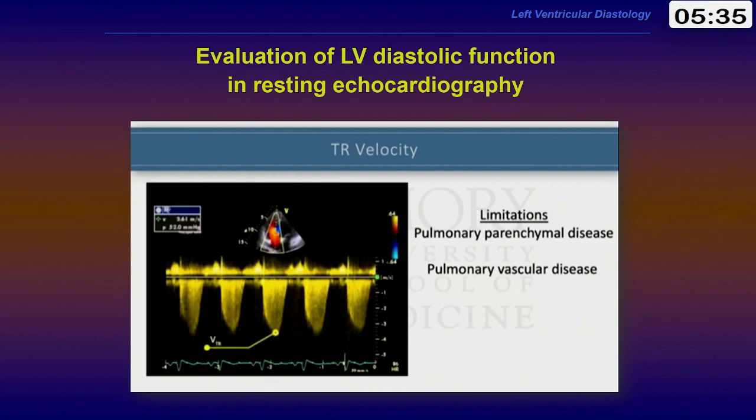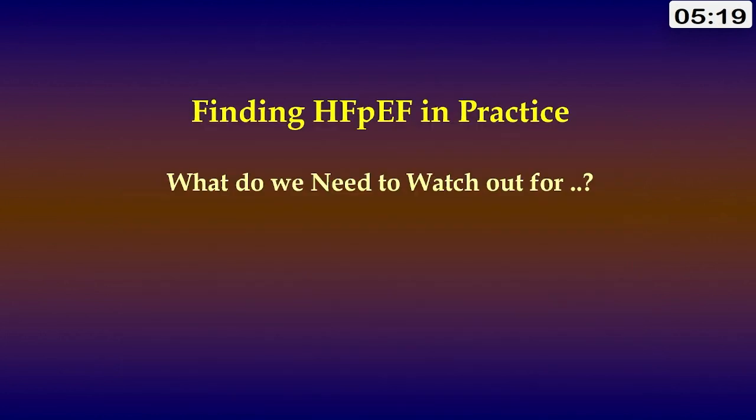It means I cannot have a patient who already has lung parenchymal disease, or COPD, or interstitial pulmonary fibrosis, or pulmonary embolism, or already has pulmonary hypertension, and I can rely upon this figure to be one of the parameters of HFpEF. So this is all about left ventricular diastology.